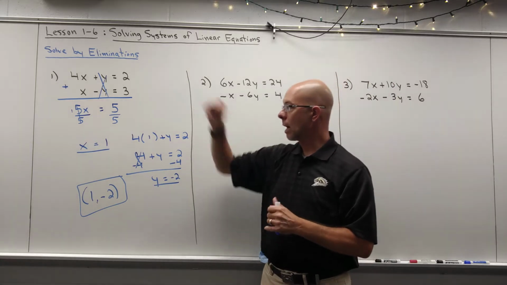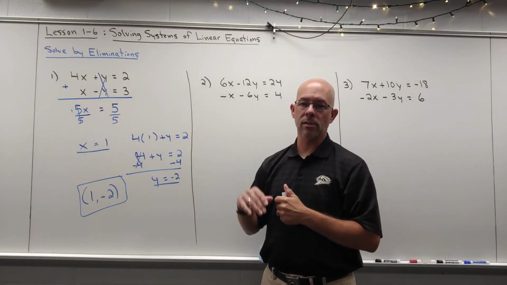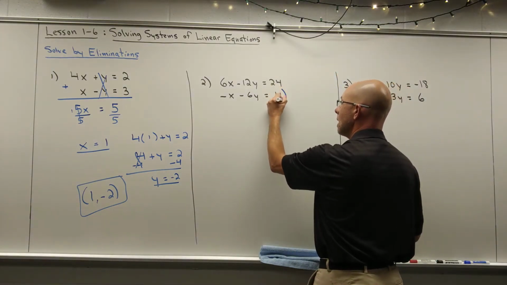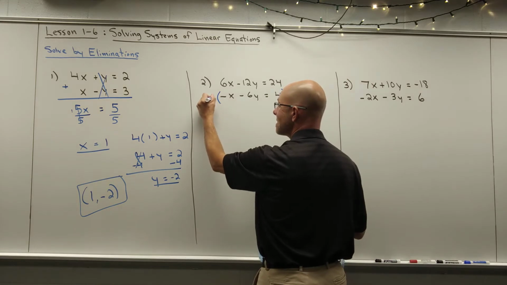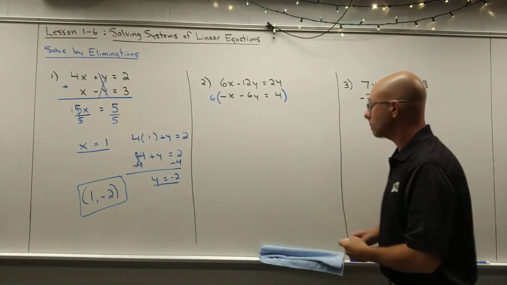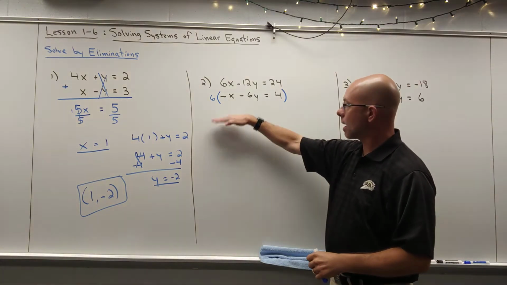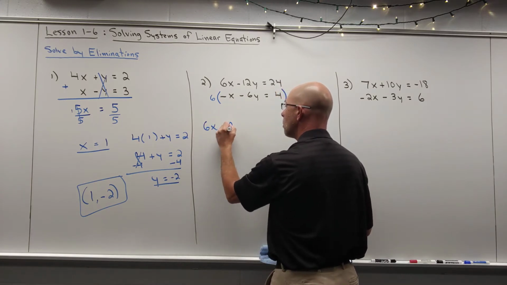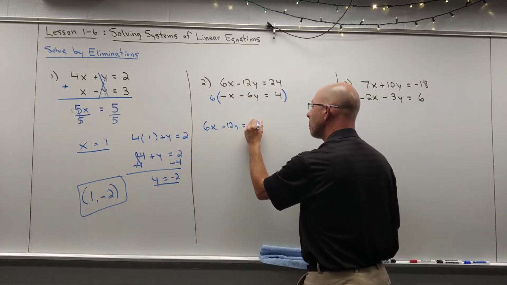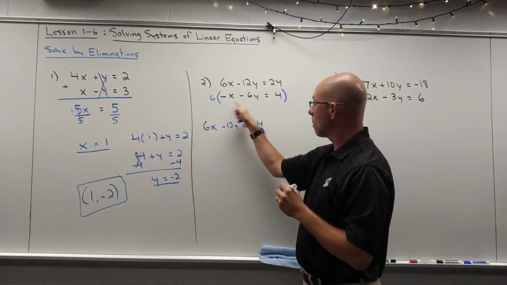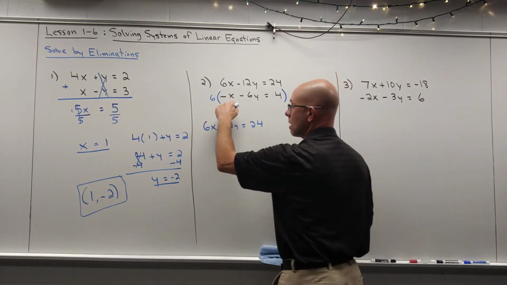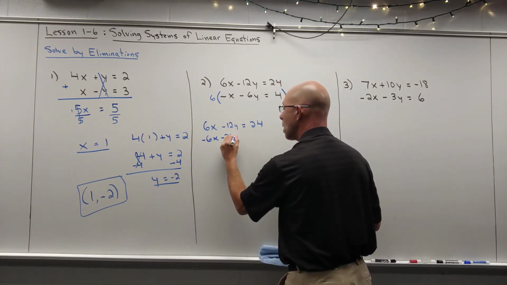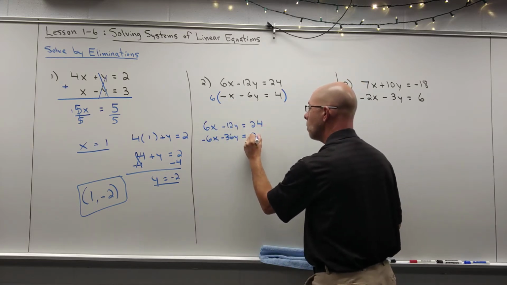Now, since I had the y's cancel in the first example, I'm going to focus on the x's this time, just to show you that you have the freedom to do whatever. So I am going to multiply this entire equation, both sides, by 6. Okay? Now I'm going to rewrite the first equation just so things are balanced. So the top equation is 6x minus 12y equals 24. And now I'm going to multiply everything by 6. So 6 times that is negative 6x. 6 times that is negative 36y. And 6 times that's 24.